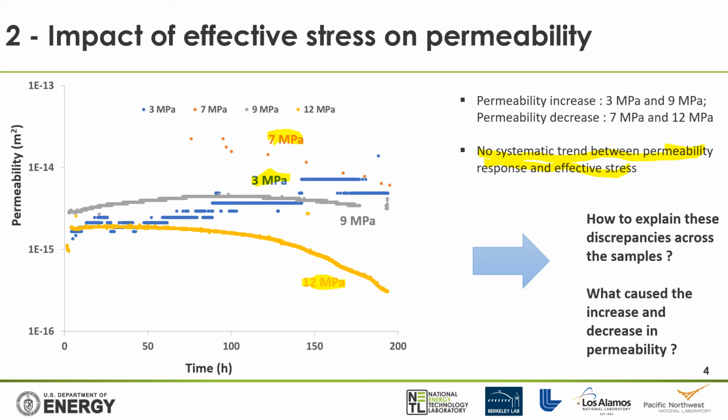For the 9 MPa, it's a little bit more complicated. We can observe a slight increase of permeability followed by a slight decrease, which actually results in a slight increase of total permeability during the experiment. So the question here is how can we explain those discrepancies? What we are interested in is to discover what could cause the increase and decrease in permeability.